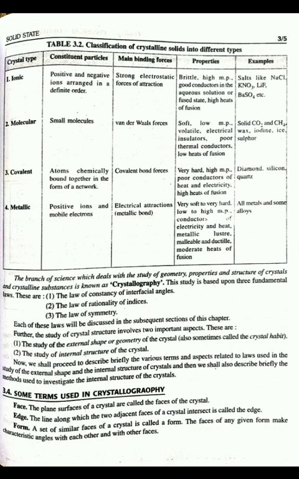Next, heading 3.4, some terms used in crystallography. First is face. The plane surfaces of a crystal are called the faces of the crystal. Edge. The line along which the two adjacent faces of a crystal intersect is called the edge. Form. A set of similar faces of a crystal is called a form. The faces of any given form make characteristic angles with each other and with other faces.